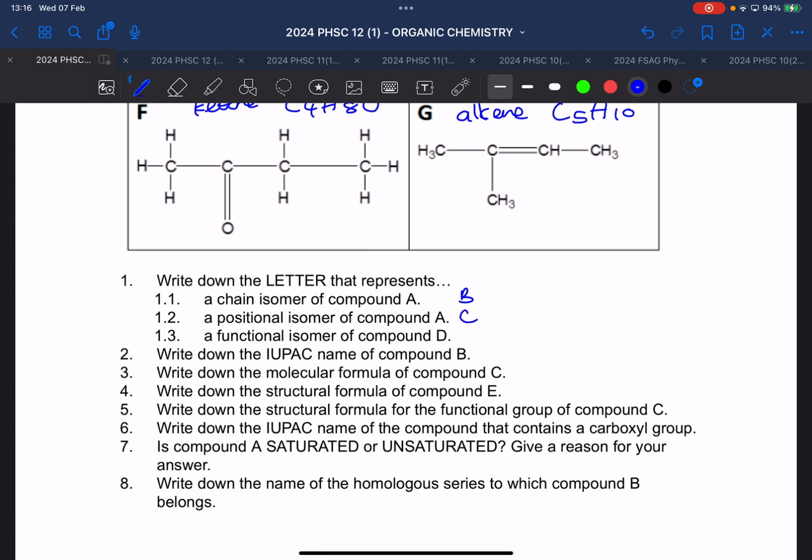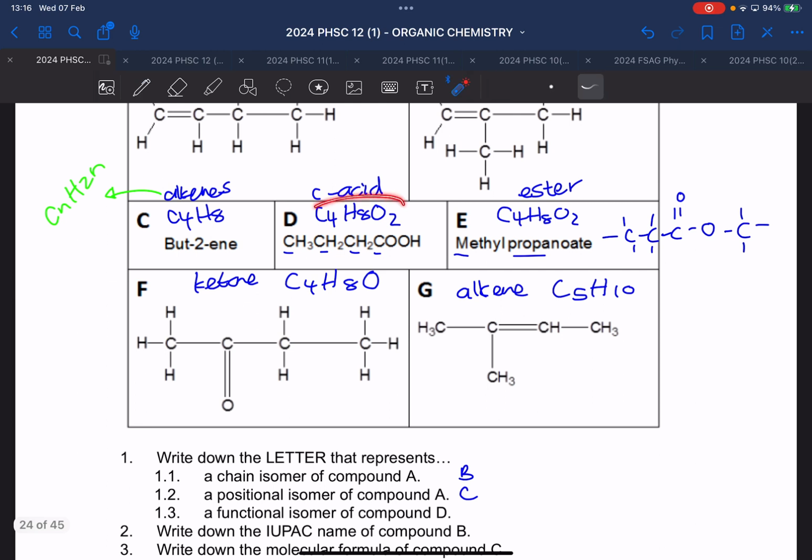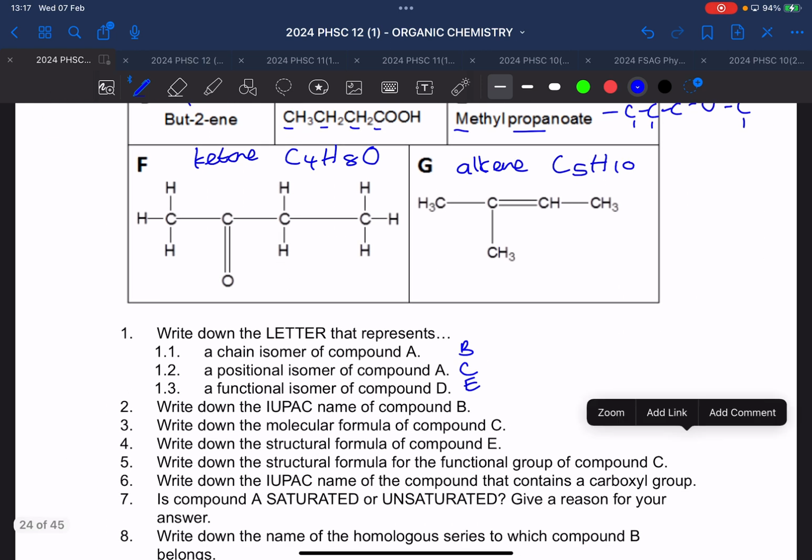Next one, a functional isomer of compound D. That is D. The only one that has the same molecular formula is E. And are they functional isomers? Yes, because it's a carboxylic acid and it is an ester. This is E. Yes?